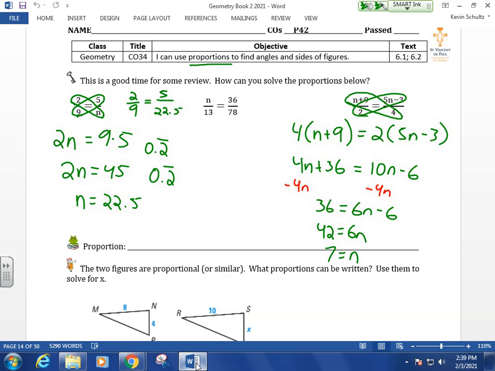Okay? Which can still be checked, right? If we go back up to the original proportion here, when you plug in 7 for n, we get 16 divided by 2. And here, we get 32 divided by 4. Both of those fractions equal 8. So we know that we would be correct.